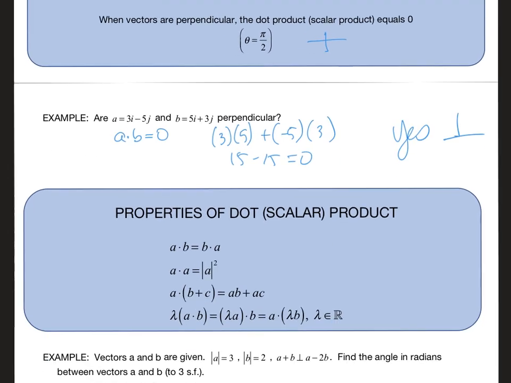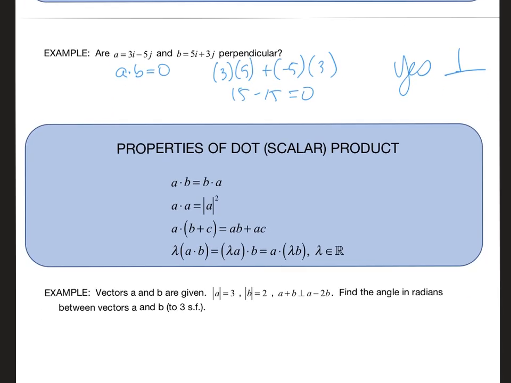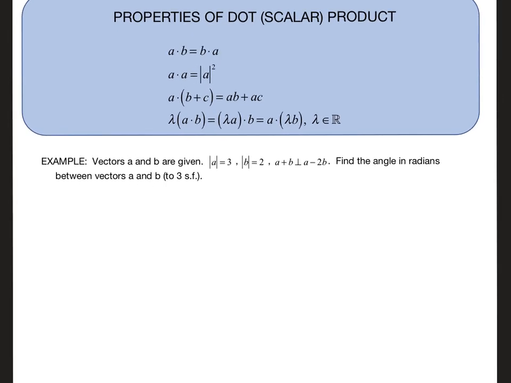All right, scooting this up. I'll let you read this blue box. You'll see me use some of these properties in this next problem, so you can refer to that whenever you want. Here it says vectors A and B are given. We know the magnitude of A, the magnitude of B, and the fact that A plus B is perpendicular to A minus 2B.